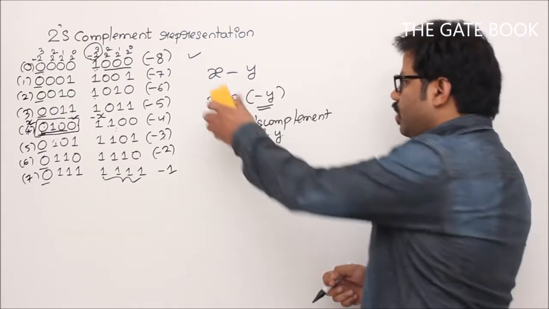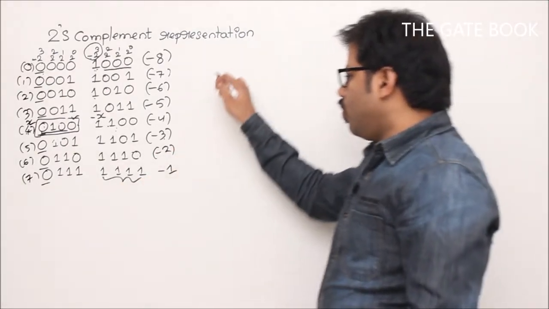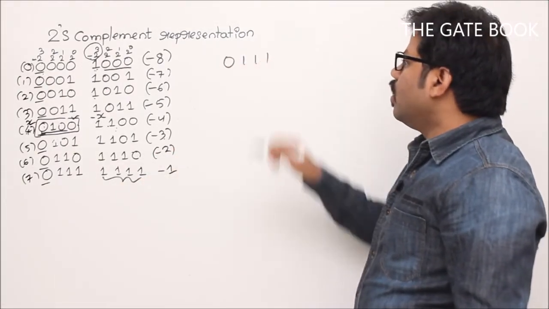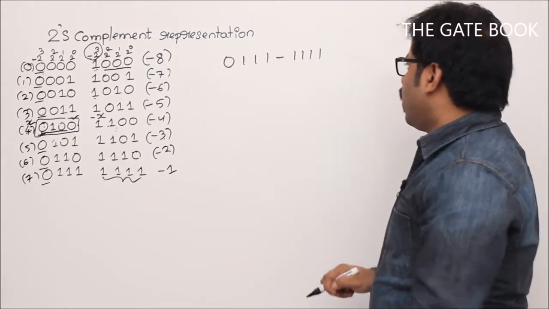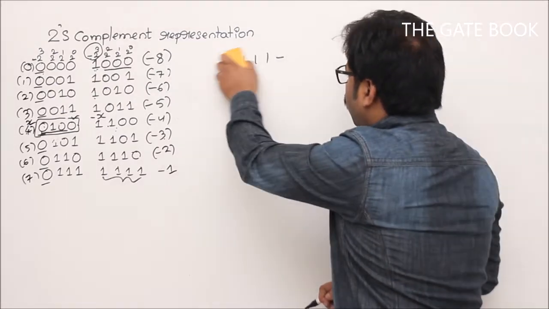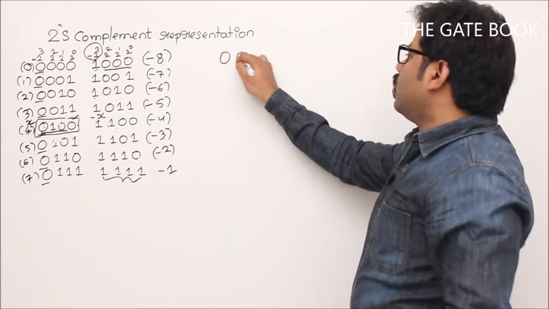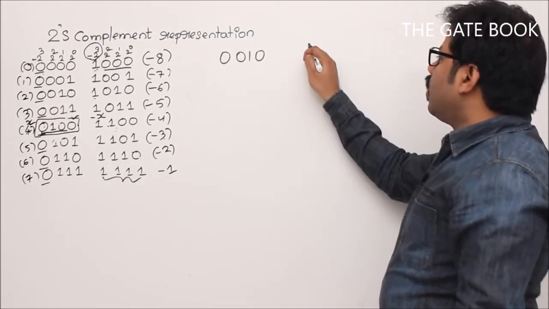Now we'll see one example. Example, when you want to do subtraction of any two patterns. Let's not take 0 1 1, let's take 0 0 1 0, because overflow should not occur, right? So 0 0 1 0. Let's take 1 1 1 1.